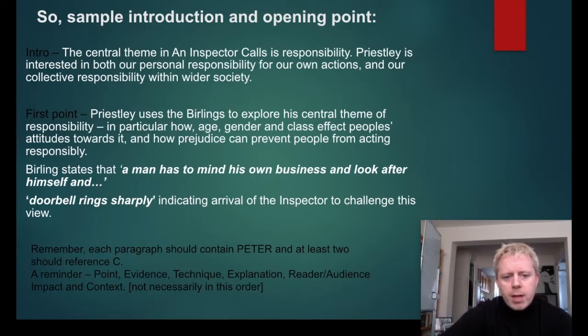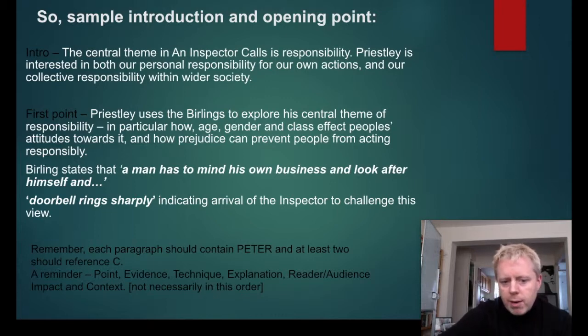First point: Priestley uses the Birlings to explore his central theme of responsibility, in particular how age, gender and class affect people's attitudes towards it, and how prejudice can prevent people from acting responsibly. Some evidence to support that. Birling states that a man has to mind his own business and look after himself, and that's when the doorbell rings sharply, indicating the arrival of the inspector to challenge this view.